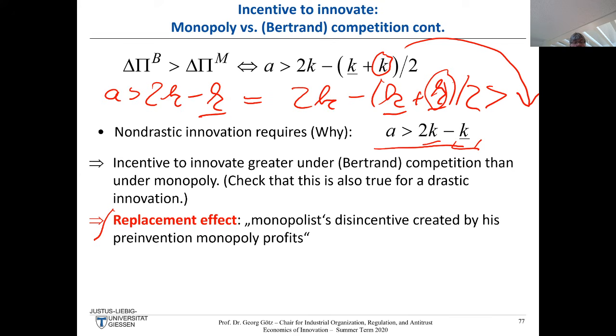So who is the most important competitor of Apple's, oh God, what's the next generation, iPhone 12 or something like that? It's the Apple iPhone 10, okay? The point is, if they introduce the Apple iPhone 12, they will have to replace the Apple iPhone 10, and they earn a lot of profits with the Apple iPhone 10. So this is this cannibalization.